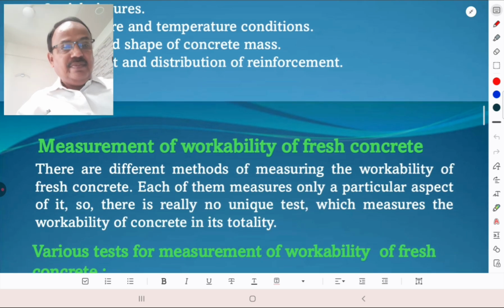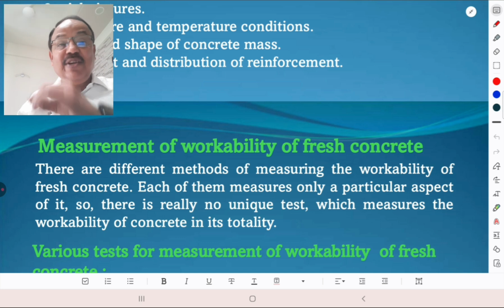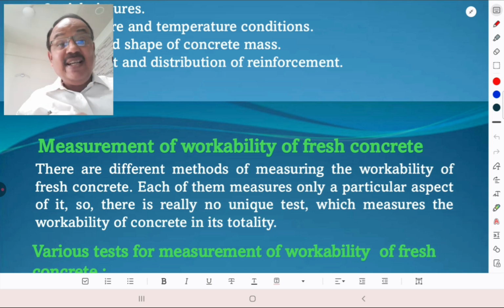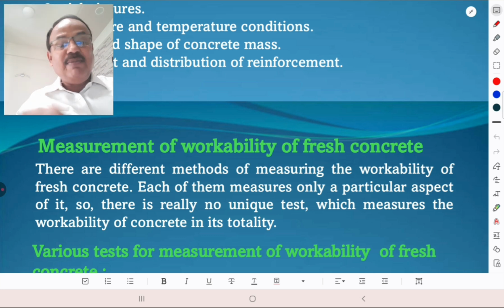Then we are going to describe the measurements of workability of fresh concrete. You all know that workability is the property of fresh concrete. There are different methods of measuring the workability of fresh concrete. Each of them measures only a particular aspect of it. So there is really no unique test which measures the workability of concrete in its totality.